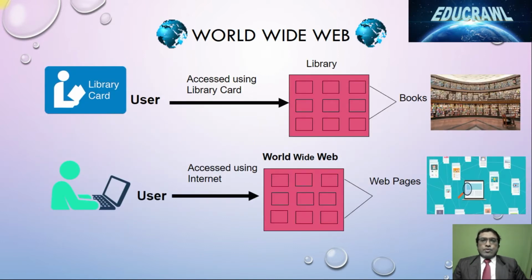Now let us see about the World Wide Web. A user uses a library card to access books in the library. Similarly, a user uses the internet to access the World Wide Web and the web pages in it. So this is how you can relate a library card with a user using the internet.